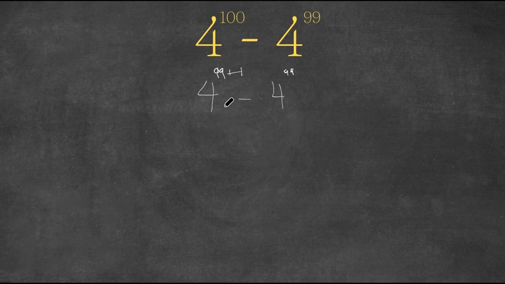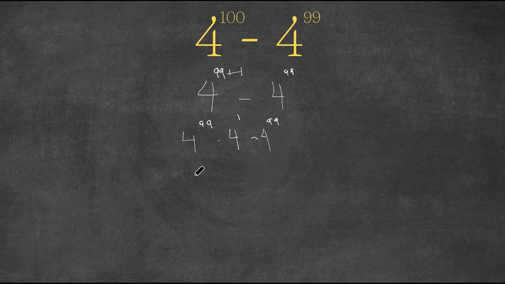So what we're going to do to this 4 to the power of 99 plus 1 is rewrite this as 4 to the power of 99 times 4 to the power of 1 minus 4 to the power of 99. We're keeping that the same. All right. So now, as you can see, we have two 4 to the power of 99s.